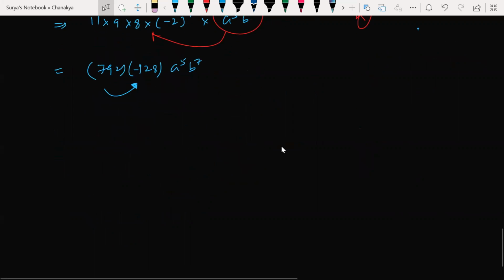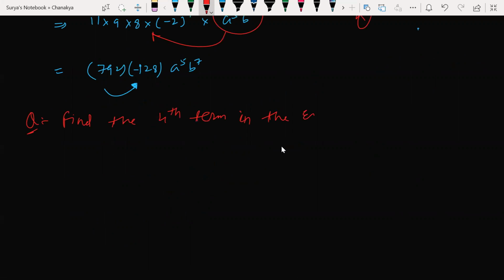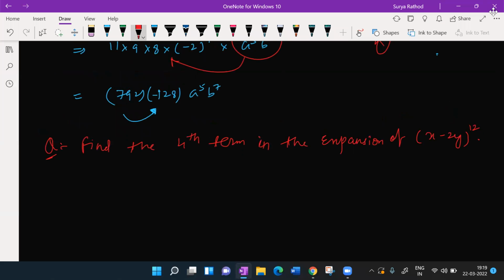So let's see now one beautiful question, somewhat different question. Guys, all these questions are really helpful to solve JEE questions. Okay, find the fourth term in the expansion of x minus 2y to the power of 12.